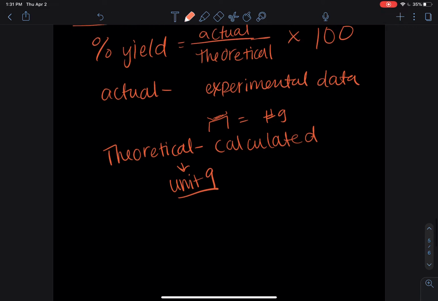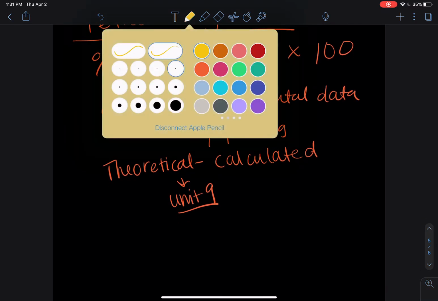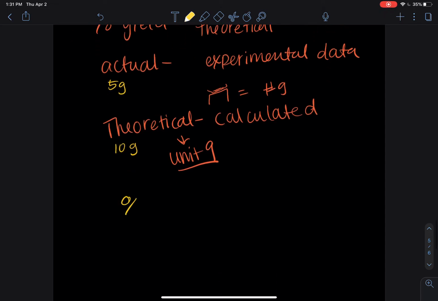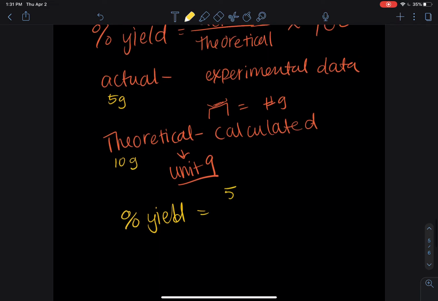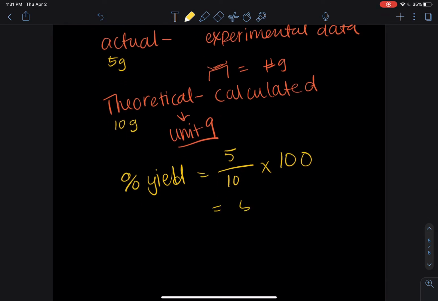So let's talk about the different formats that theoretical yield can come in. I can just give you numbers, like I could tell you your actual yield was 5 grams and your theoretical was 10. Okay, so your percent yield would be actual, 5, over theoretical, 10, times 100. That's a half times 100, so you'd get a 50% yield.